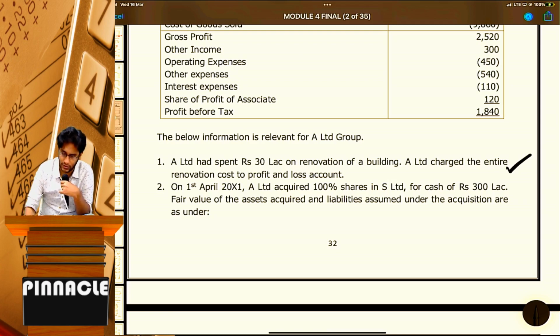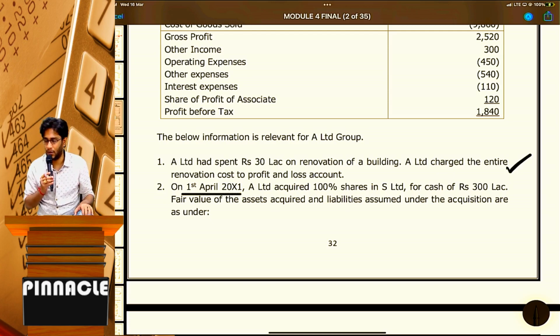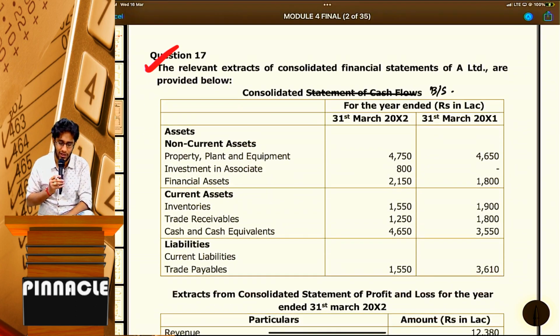Next. On 1st April 2001, the year beginning, A Limited acquired 100% shares in S Limited for cash of rupees 300 lakhs, and the fair value of assets acquired and liabilities assumed under the acquisition are as under. Wait there. When did you buy the shares? In the current year, the first year. The moment you buy in the current year, look at that balance sheet. Whatever closing balance sheet we have for the current year is consolidated. Last year's, compared to what they gave, is without consolidation. So whenever you do working capital adjustments, from the closing balances you first remove whatever assets you copied from the subsidiary, then you do working capital adjustments.